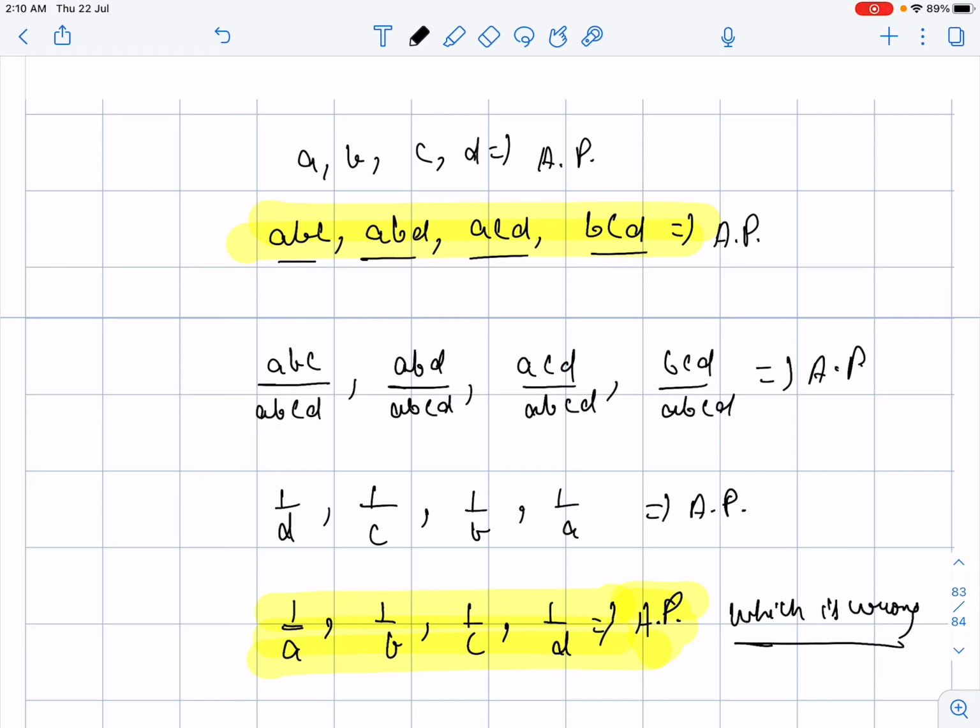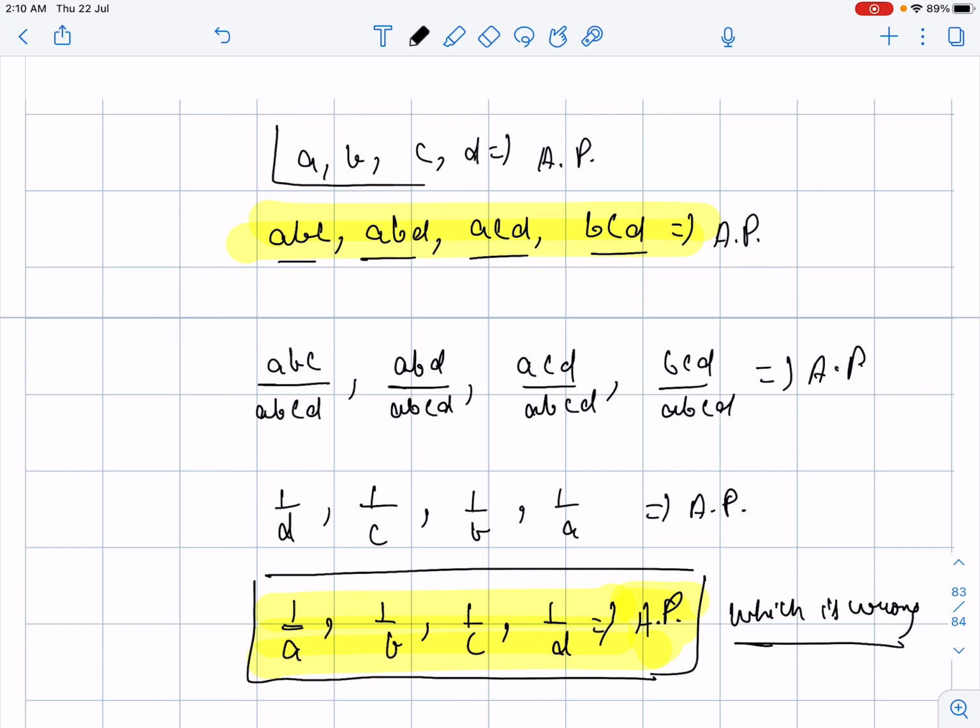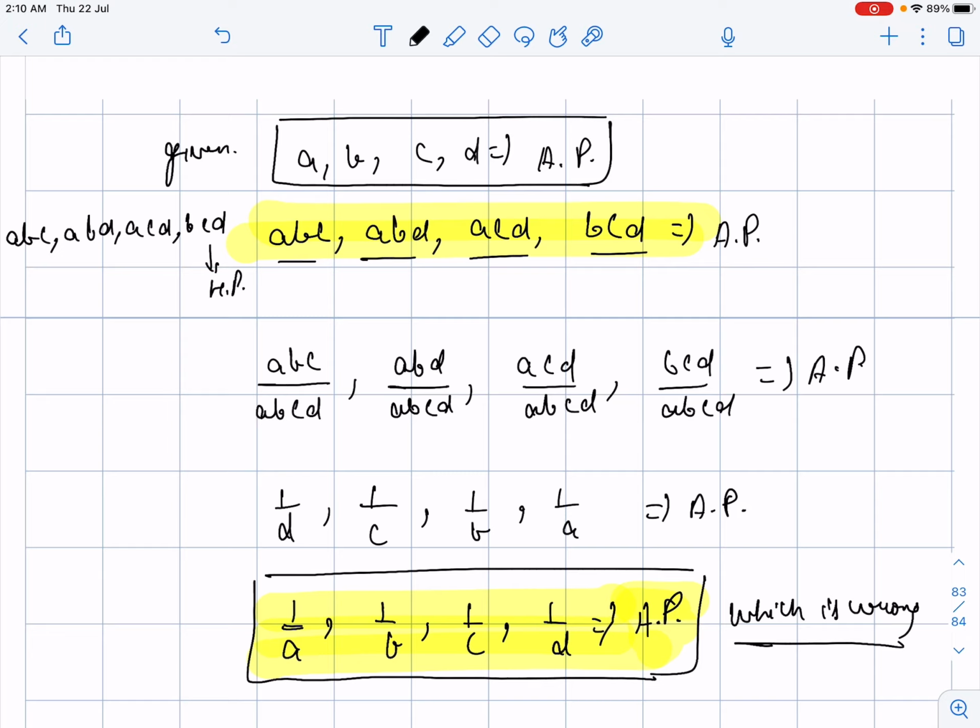So let's assume they are in harmonic progression, because we are just getting the reverse of the thing which was given to us. What was given to us? a, b, c, d are in arithmetic progression, and we are getting the reverse of that thing. This is given to us. So I am going to assume that abc, abd, acd, bcd are in harmonic progression. This is my assumption.